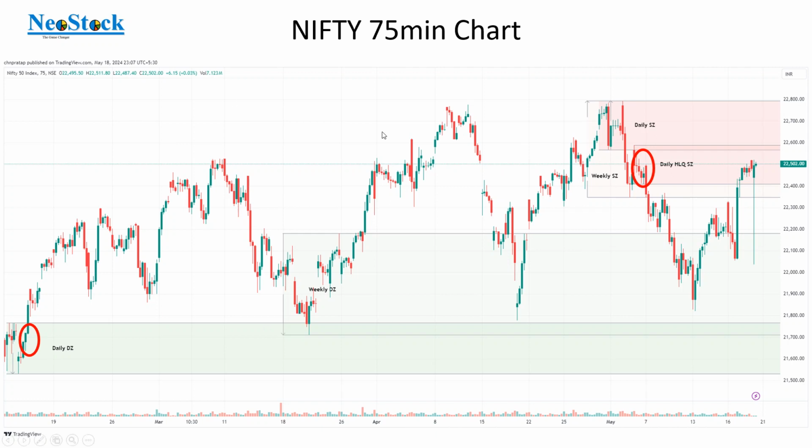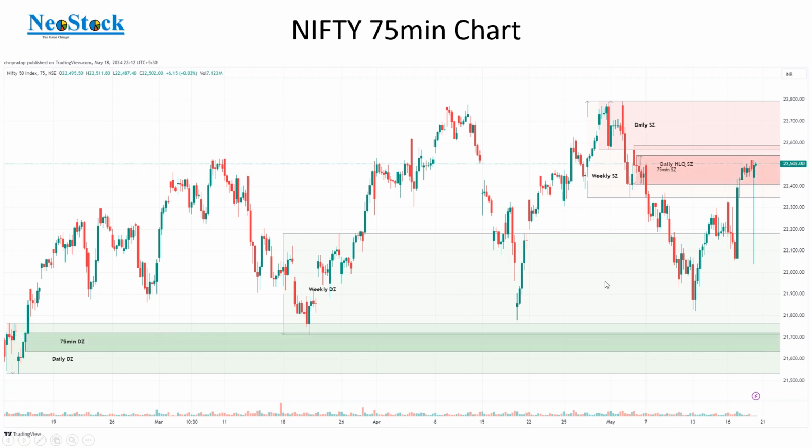If you can, draw the other low priority high liquidity zones. This is a normal demand zone, but this demand zone is responsible for the creation of the weekly. That's why this 75 minute zone is also very important. And the one I am drawing here is a high liquidity 75 minute supply zone. The drop, 5 base candles and drop. So this is a 75 minute supply zone inside the daily high liquidity supply zone.